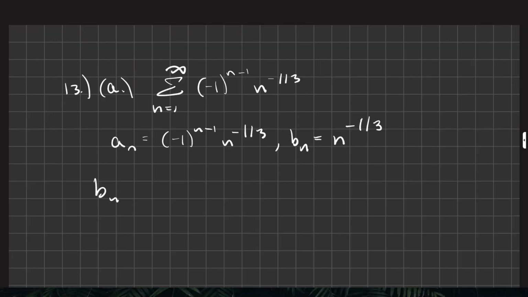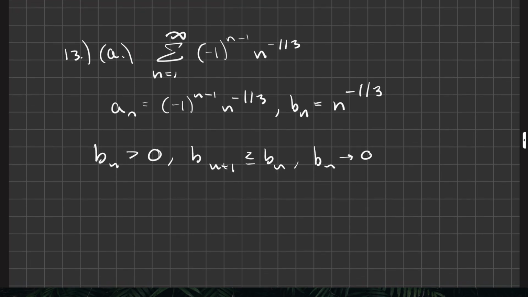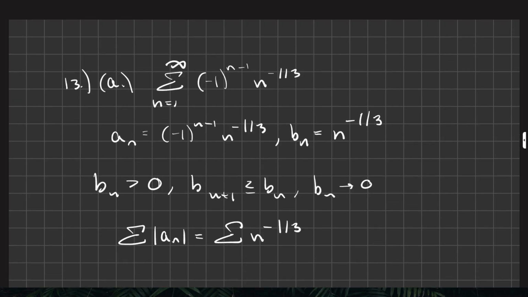Okay, b sub n is greater than 0, and we want b sub n plus 1 less than or equal to b sub n, and we want b sub n to go to 0, right? We're using an alternating series test. Now, the absolute value of a sub n is just equivalent to b sub n, right? When you take the absolute value, this alternating term would disappear, and we're just left with this. Don't confuse the negative sign up here for it somehow being positive after the absolute value.